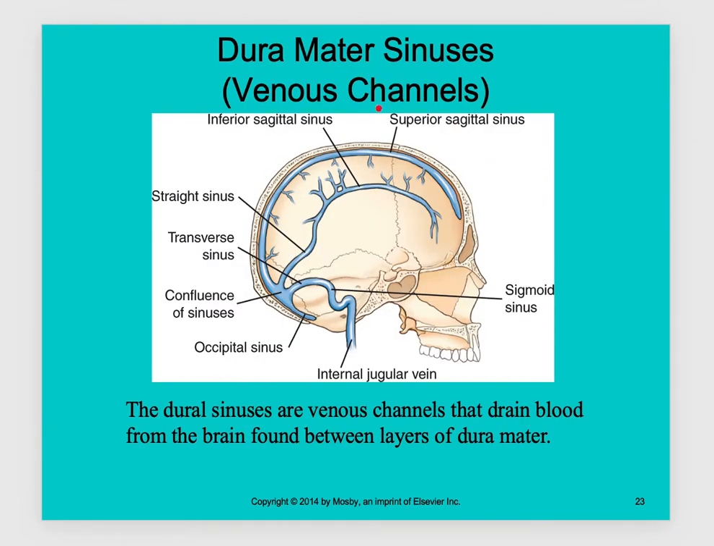So your dura mater sinuses, they're venous channels. So you have an inferior sagittal sinus, you have your superior sagittal sinus. Your inferior sagittal sinus reaches a point called the straight sinus. Your superior sagittal sinus comes all the way around and then joins to the confluence of sinuses right there. So the inferior sagittal sinus, the superior sagittal sinus, and then that sigmoid sinus. That's the confluence of sinuses.